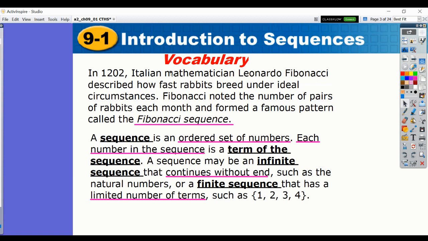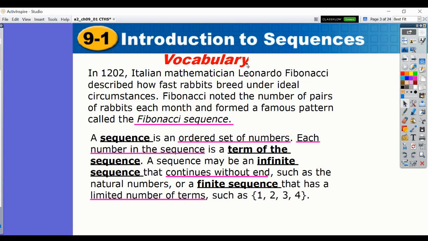In 1202, Italian mathematician Leonardo Fibonacci described how fast rabbits breed under ideal circumstances. He noted the number of pairs of rabbits each month formed a famous pattern called the Fibonacci sequence. We will be talking about that one in particular more later, but for now, we're just going to start with some basic sequence terms. A sequence is just a set of numbers.